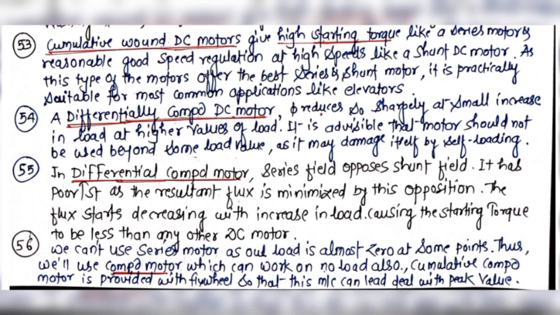In differential compound motors, series field opposes shunt field. It has poor starting torque as the resultant flux is minimized by this opposition. The flux starts decreasing with increase in load, causing the starting torque to be less than any other DC motor.